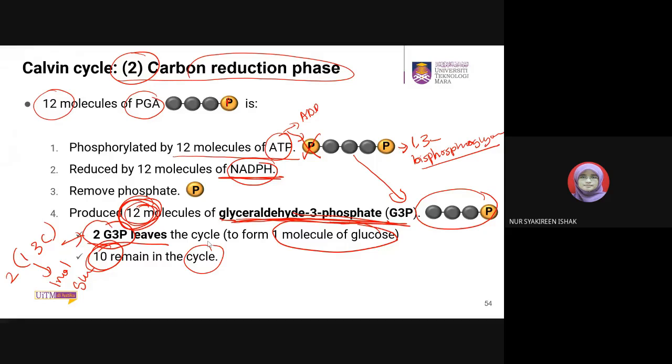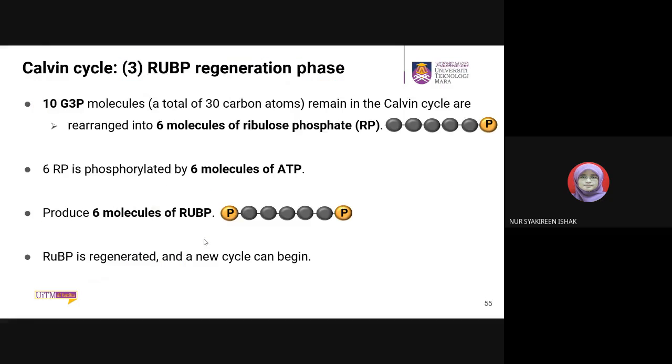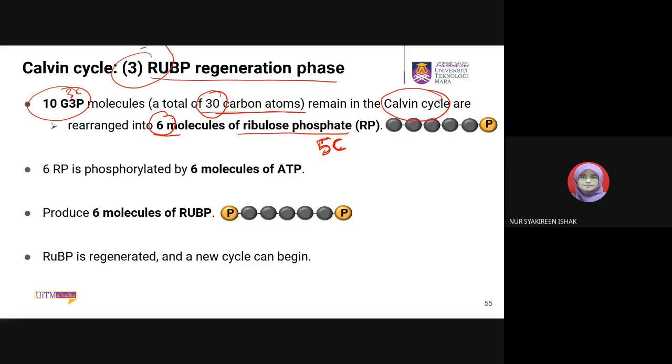So the 10 G3P that remain in the cycle will enter into the third phase, which is RuBP regeneration phase. Okay, so 10 G3P molecules will total up to 30 carbon atoms. 10 kali dengan 3 carbon compound kan. So total dalam cycle tu sekarang ni kita ada 30 carbon atom, to regenerate back 6 molecules of RuBP. RuBP ingat is a 5 carbon compound. So 5 carbon compound kali dengan 6 molecule, total berapa? 30 carbon in the cycle.